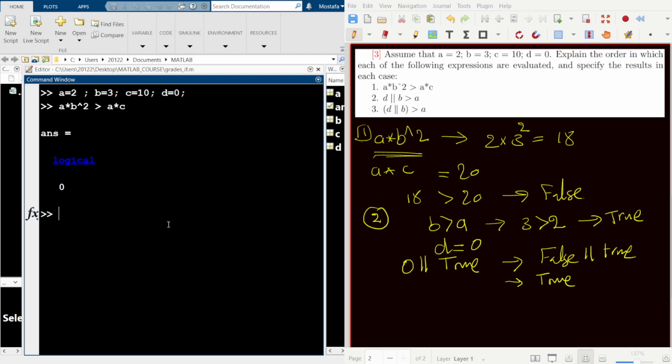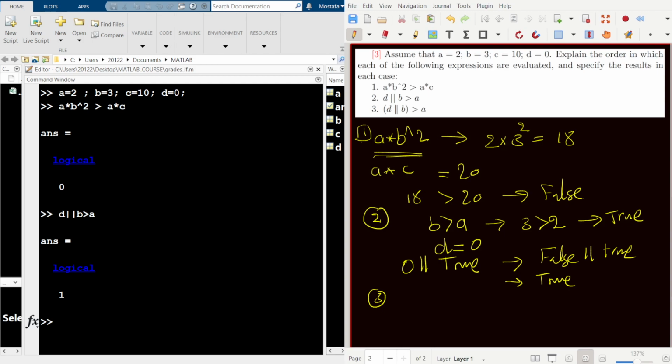Let's also check this together. I'm trying to calculate D or B, and then greater than A. So the answer is true as we calculated. Finally, the last question is the same question, but we actually changed the priority. Using the parentheses, we will calculate D or B first. So let's actually do this. D is 0 or B. B is 3. And remember again, 0 in MATLAB is false. Any number that's non-zero is going to be true. And this will lead to true, right? So false or true is true.